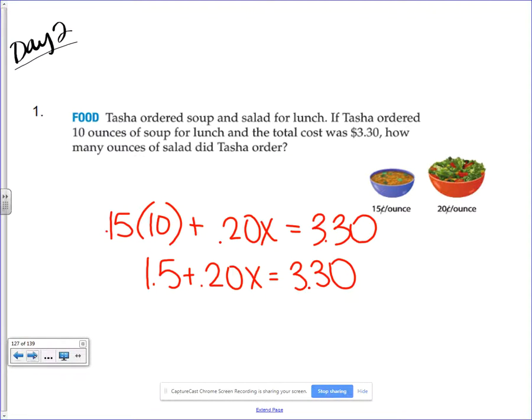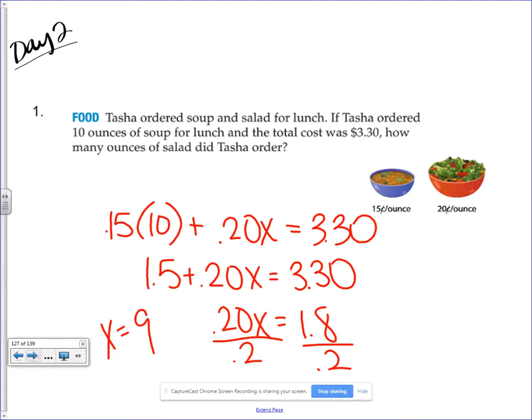Looks like that. We will move the 1.5 over to the other side, and then we will divide by the 0.20. So go ahead and do that. And you should get X is 9. So she's going to have 9 ounces of the salad.